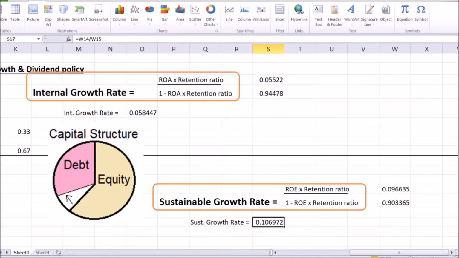And this concludes our brief video on DuPont identity and firm growth versus dividend policy.